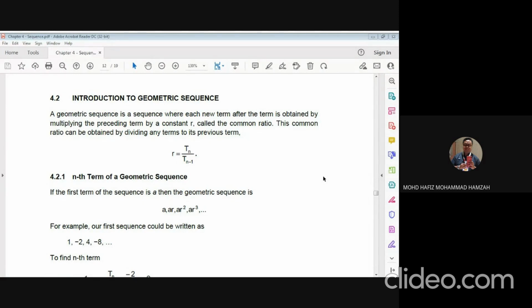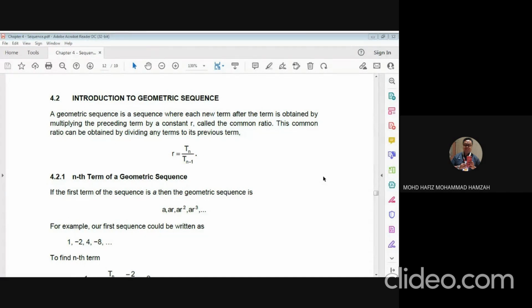Compared to arithmetic sequence, geometric sequence is in the form of power. So bila ada kuasa, that means it has the common ratio. Kalau arithmetic sequence, kita ada common difference. So kalau common difference, term kedua tolak term pertama, dapat common difference, atau term ketiga tolak term kedua dan sebagainya. Yang depan tolak belakang. Kalau geometric sequence ni dia panggil common ratio.